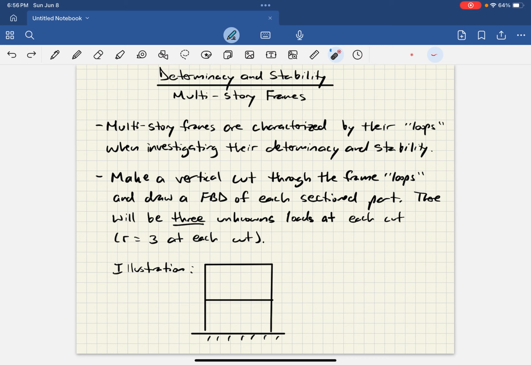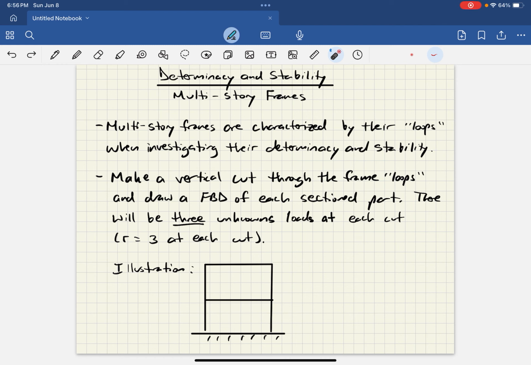And so what we do is we make a vertical cut through the frame loops and draw a free body diagram of each sectioned part. So then there's going to be three unknowns, which are the unknown loads, a moment and two forces at each cut, okay? So that means R equals 3 at each cut. So let's take a look at this illustration here.